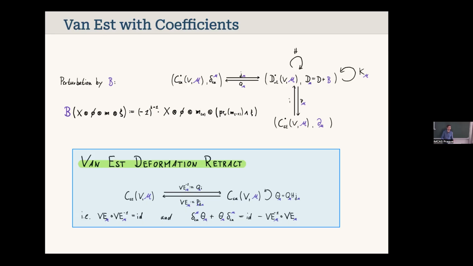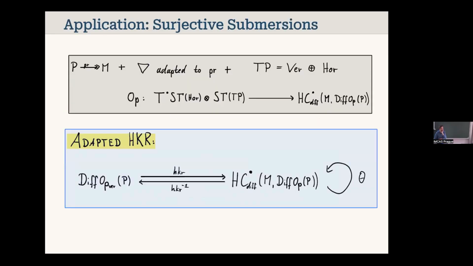And you get again a new fun S deformation retract, but this time for cohomologies or for complexes with values in a module. Okay, just the homology perturbation lemma again. So why is that interesting? Because if you want to talk about quantizations of surjective submersions, for example, you need exactly that.